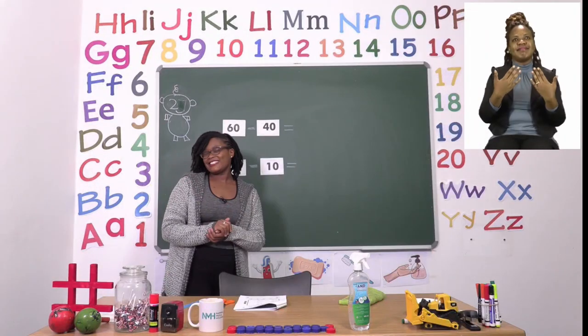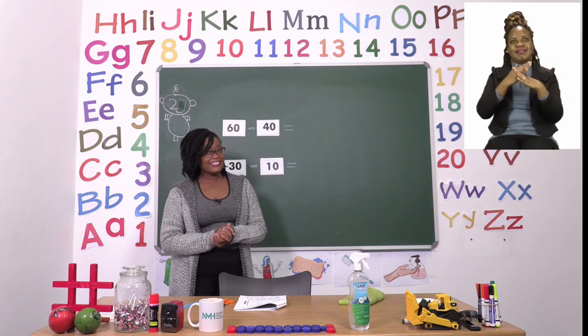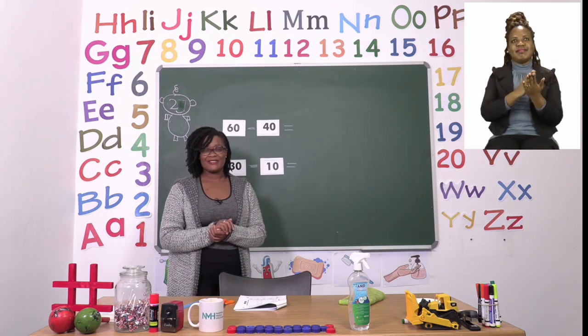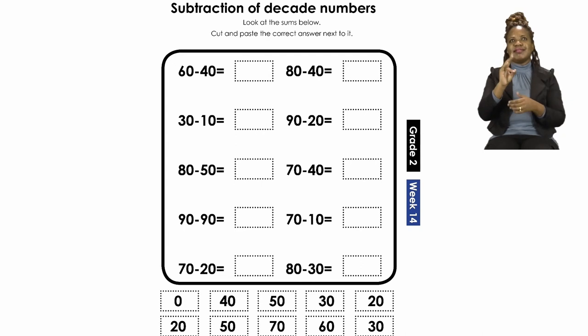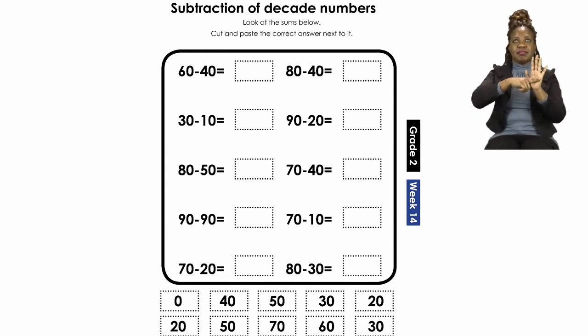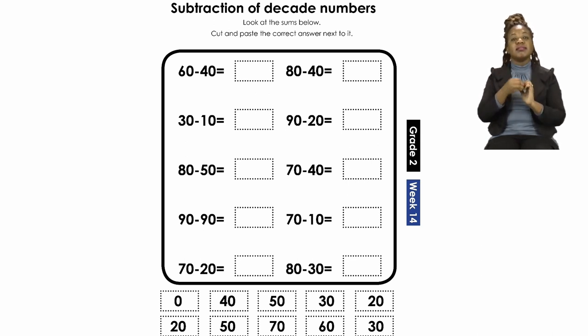Now for our next exercise, boys and girls, let's turn to page 27. On page 27, we are going to be subtracting decade numbers. Now, we all know what decade numbers are. These are numbers that end with zero, and we count in tens if we were to count the decade numbers. But instead of counting today, we are going to cut and paste the correct answers in the boxes.